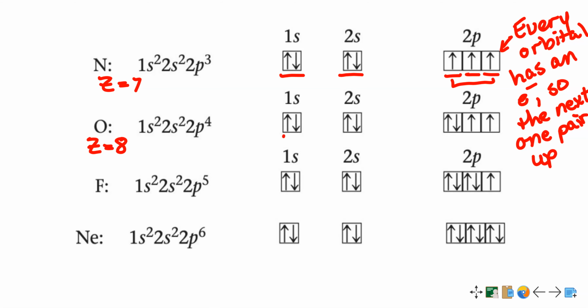So the first two here, 1s2, 2s2, 5, 6, 7. But now that 8th electron has to go back to fill in the first orbital. But notice it's going the opposite direction. This has to do with Pauli's exclusion principle. When electrons have to pair up, they are going to face opposite directions. And this has to do with electromagnetic repulsion.